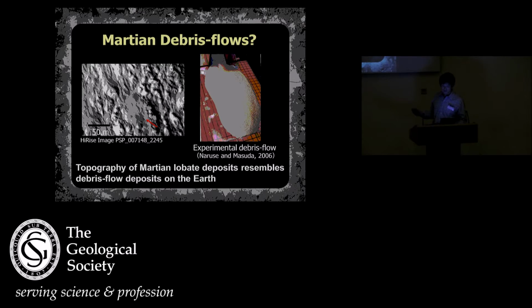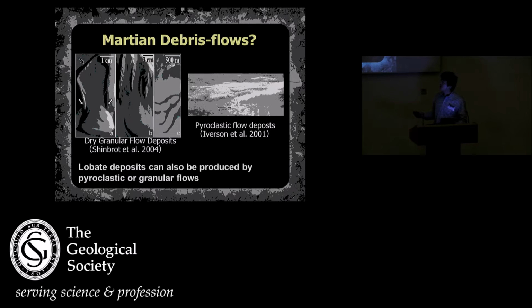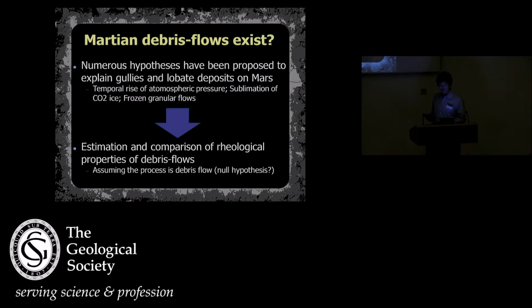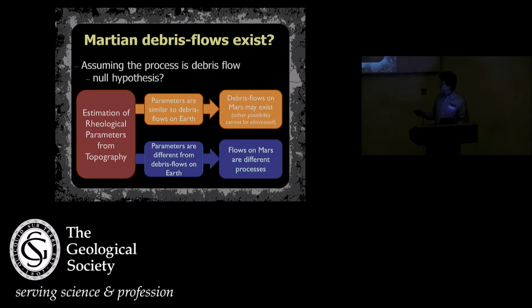But the topography of Martian lobate deposits resembles debris flow deposits on Earth, but there are many other hypotheses to explain this kind of lobate deposits. For example, dry granular flow deposits also look like the same morphology, the gullies and lobate deposits. And this is pyroclastic flow deposits on Earth, also in the same shape. So, numerous hypotheses have been proposed to explain gullies and lobate deposits on Mars. So I would like to contribute to this discussion by estimating and comparing the rheological properties of debris flows on Mars. My strategy is like this.